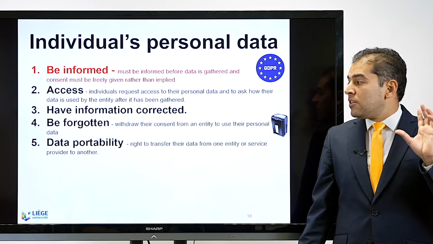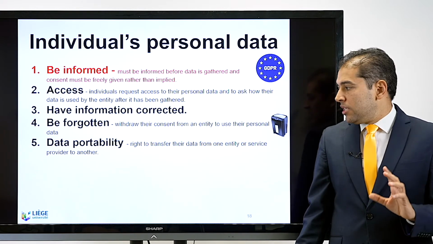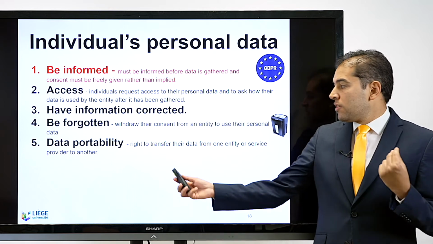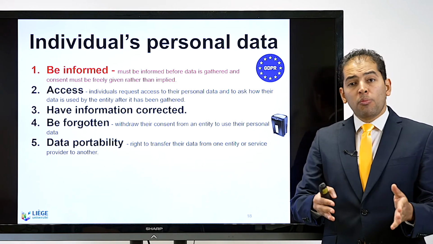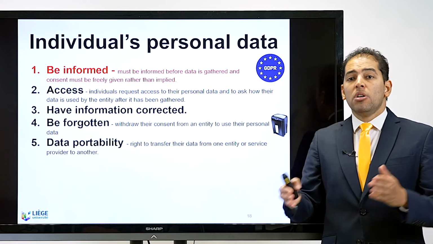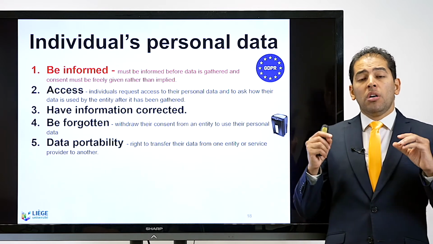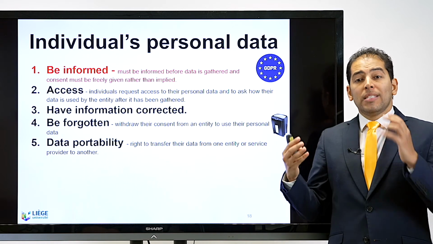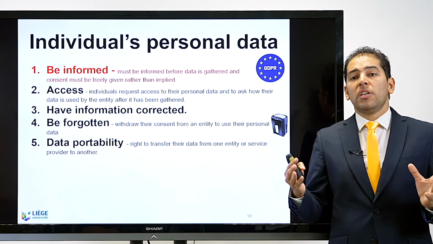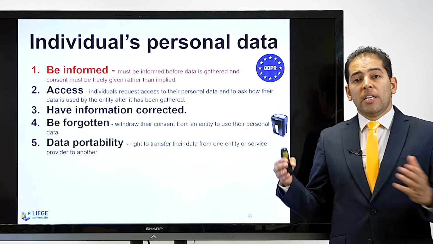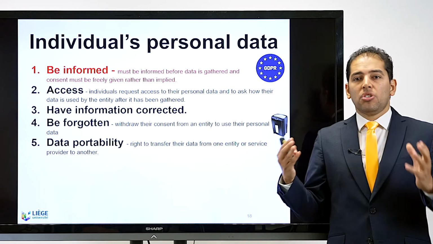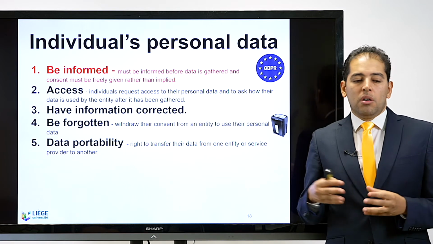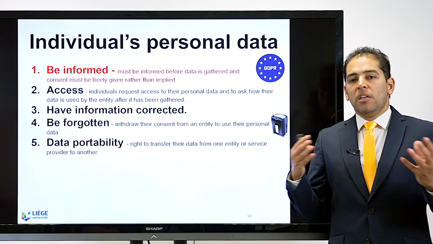Individuals have the right of data portability, meaning that they have the right to transfer their data from one entity, one service, from one provider, from a research center to another. Imagine you are volunteering as an individual for some kind of testing in an institution, and you have a record of testing. You were taking a medication, or you had a certain medical intervention.